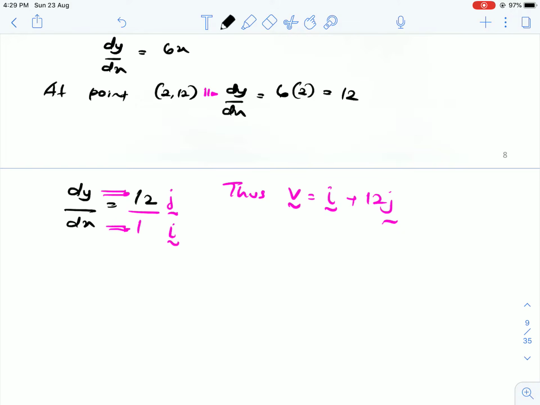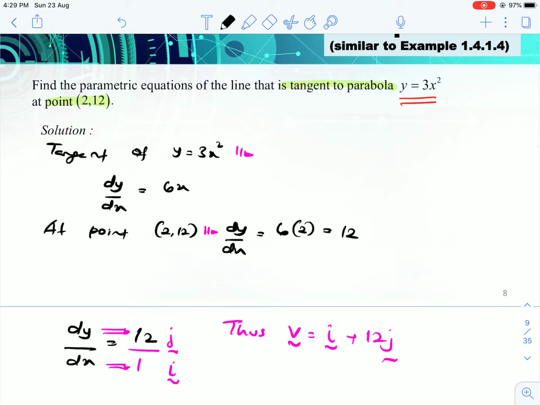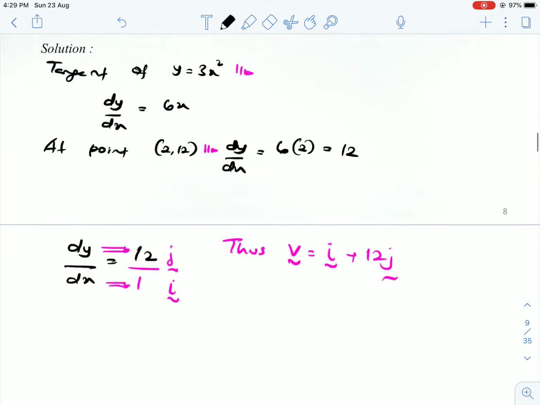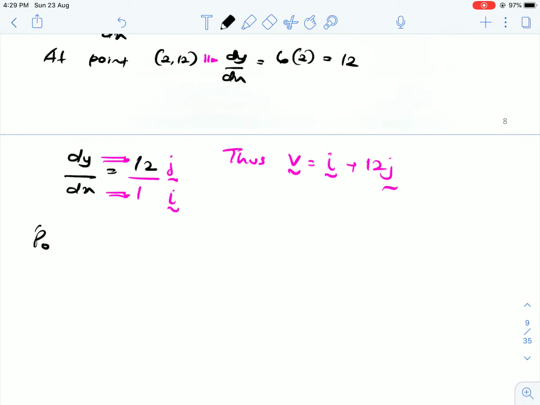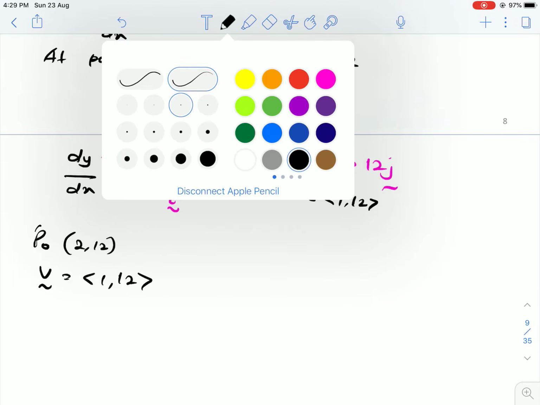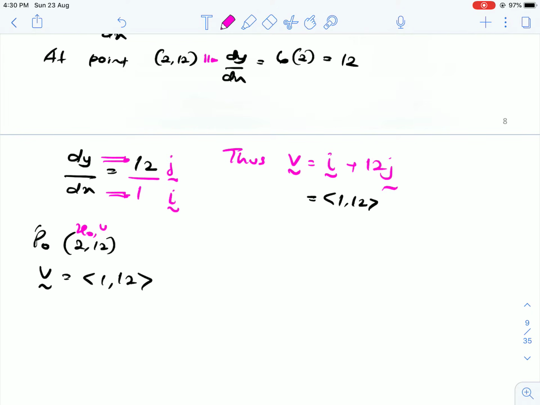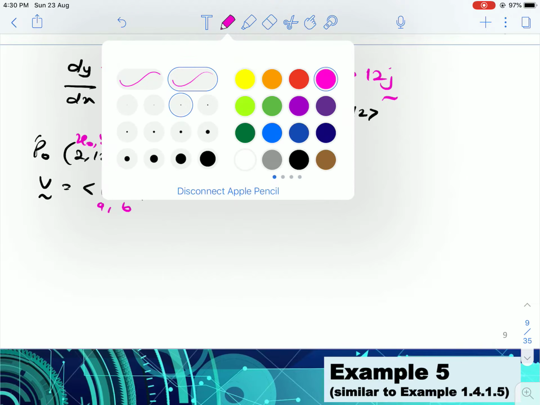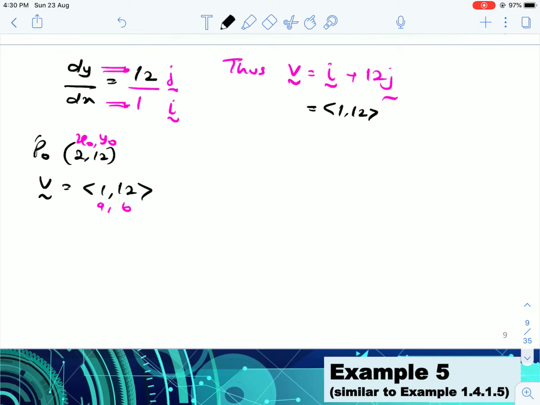Alright, so we already have enough information to form the equation of the line. So in this question we have point P naught (2, 12) and the parallel vector equals (1, 12). This is 1, 12. So now we already have enough information. This is our x naught, y naught, and this is a and b. So we can form the parametric equations of the line.